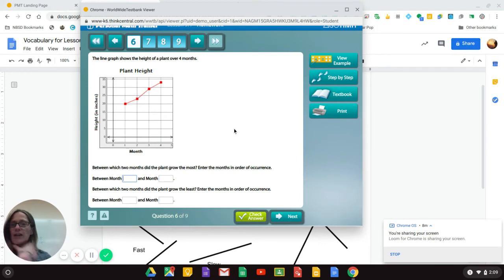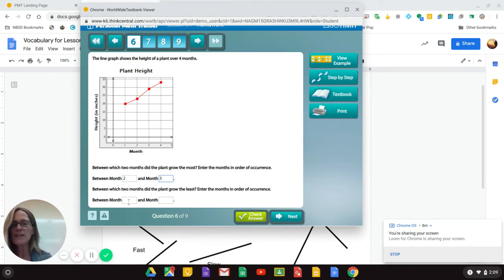This line graph shows the height of plants over 4 months. It shows that it really started to grow a little bit and then a lot here and then a little bit again. So between which 2 months did the plant grow the most? And enter the months in order of occurrence. And so the most growth, I would say, is between months 2 and 3.